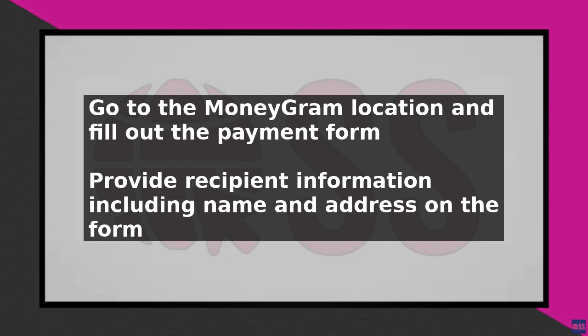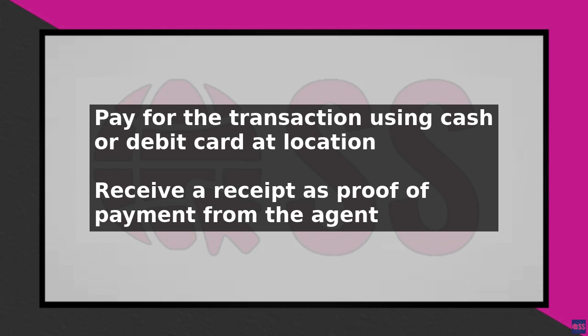Next, go to the MoneyGram location and let the agent know that you want to send a payment. They will guide you through the process and provide you with a form to fill out. On the form, you will need to provide the recipient's information, including their name and address, as well as your account number. After filling out the form, you will need to provide the payment.